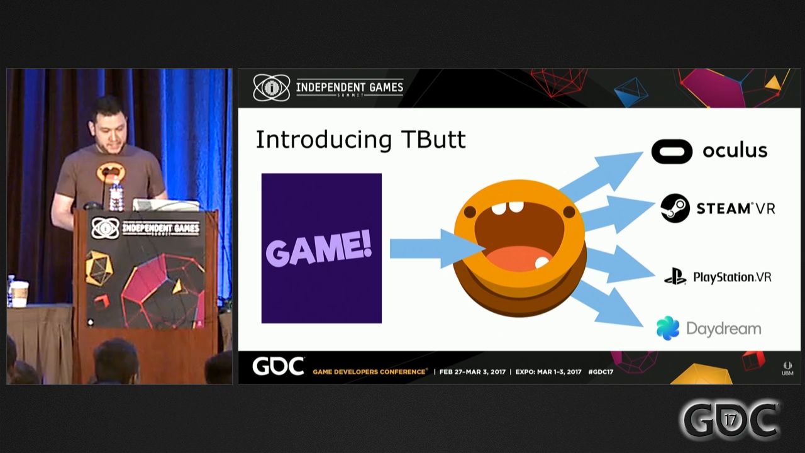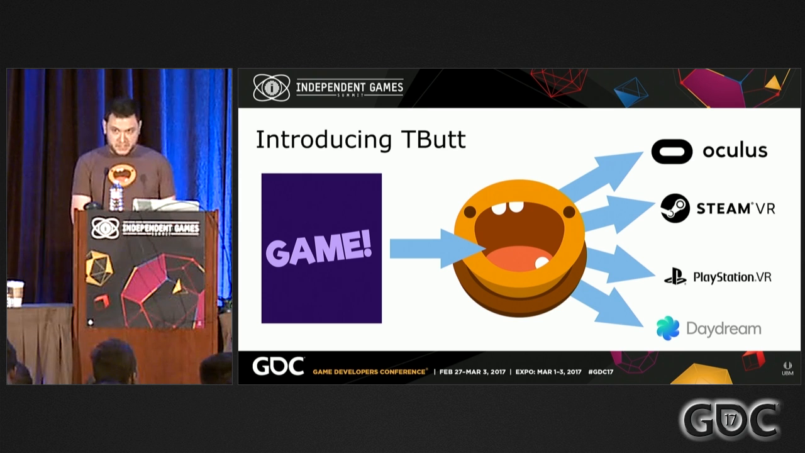It's a wrapper for VR SDKs that supports Oculus Rift, Steam VR, PlayStation VR, Gear VR, Daydream, and Cardboard out of a single Unity project. So our games use TBUT functions for accessing stuff like the cameras and the controllers, and then TBUT turns it into SDK calls for whatever SDK that we're targeting. A lot of the stuff that I'm going to show today is up on GitHub now, and I'll share the link at the end.